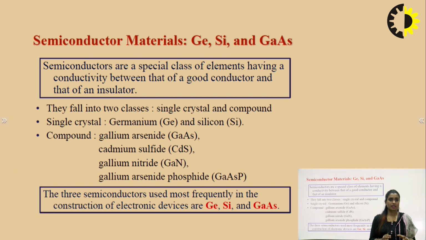If you want to classify on the basis of what kind of crystal structure they have, if they are single crystal structure, we have examples like germanium and silicon. If we talk about compound semiconductors, we have gallium arsenide, cadmium sulfide, gallium nitride, gallium arsenide phosphide, and many more. The most famous ones are germanium, silicon, and gallium arsenide, right?